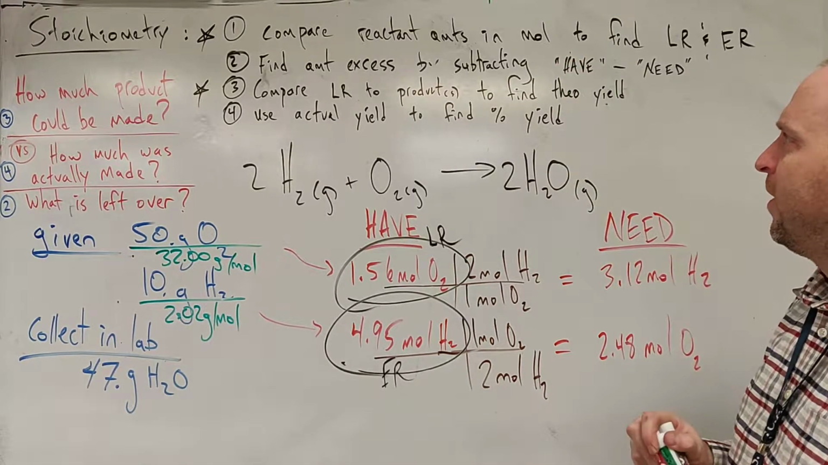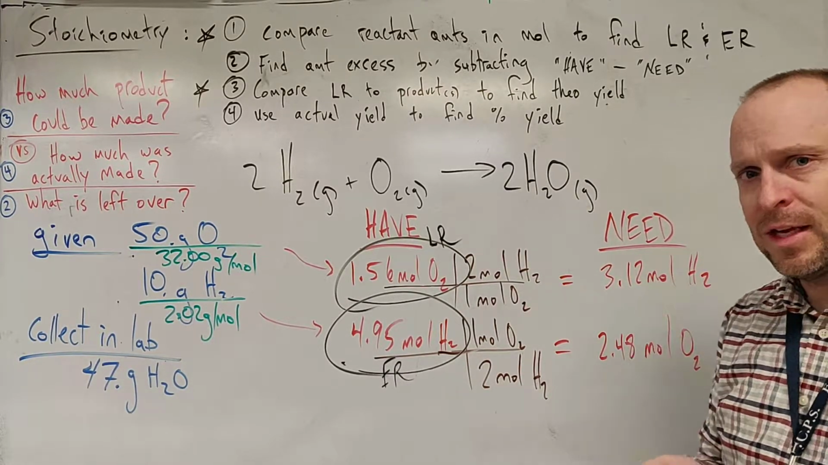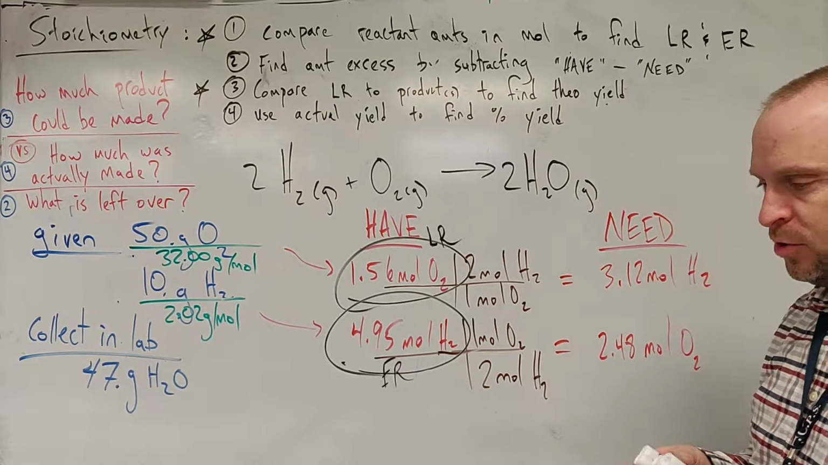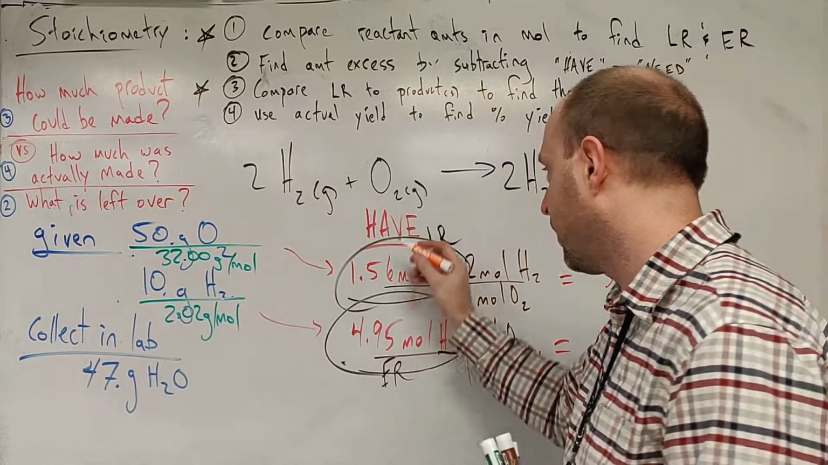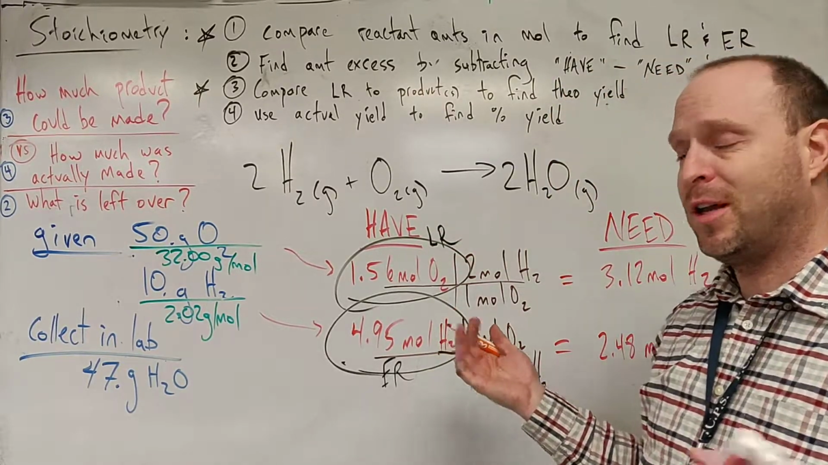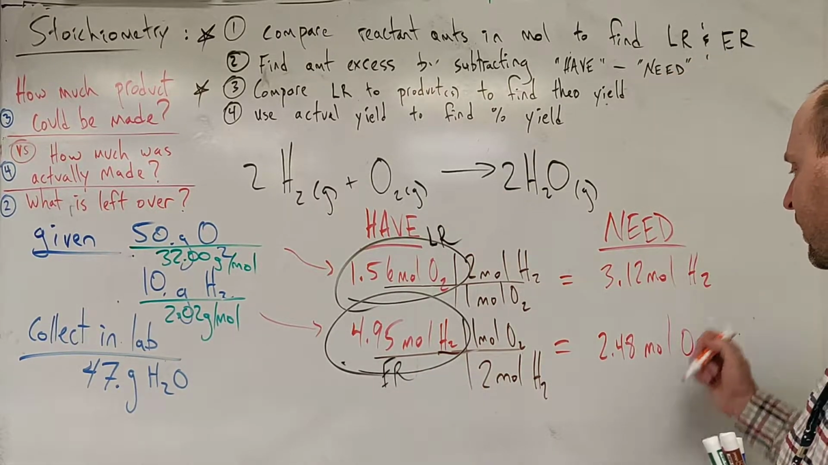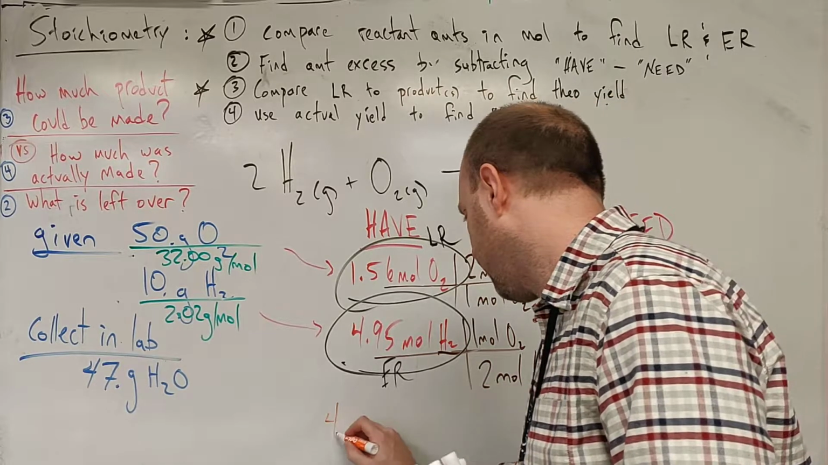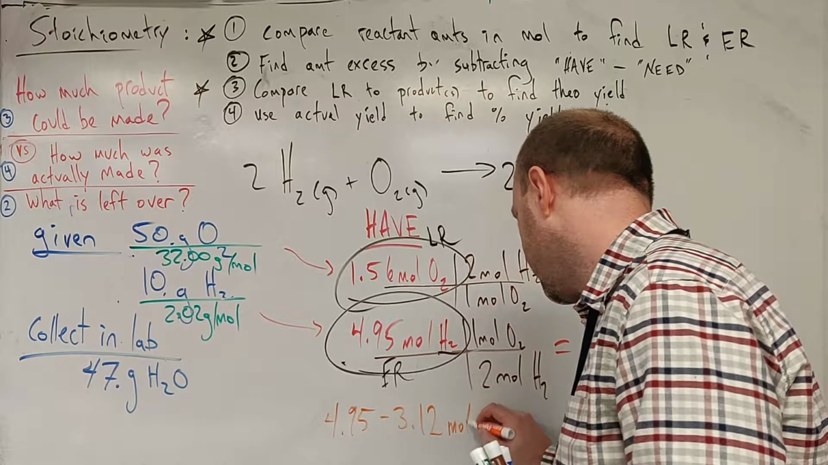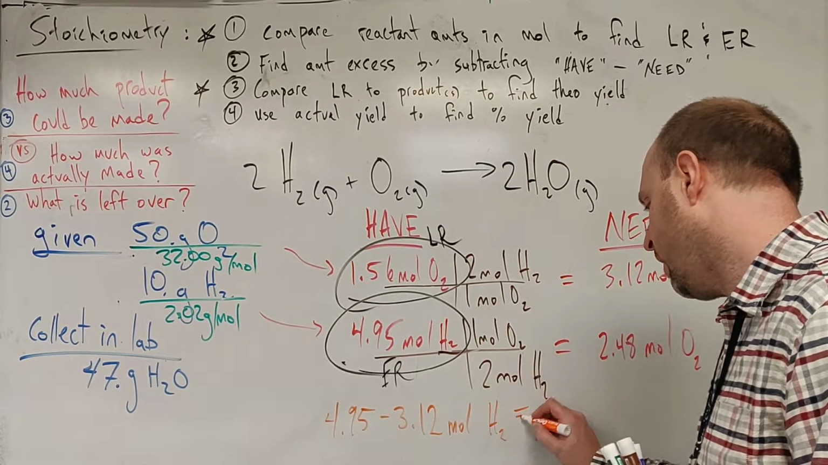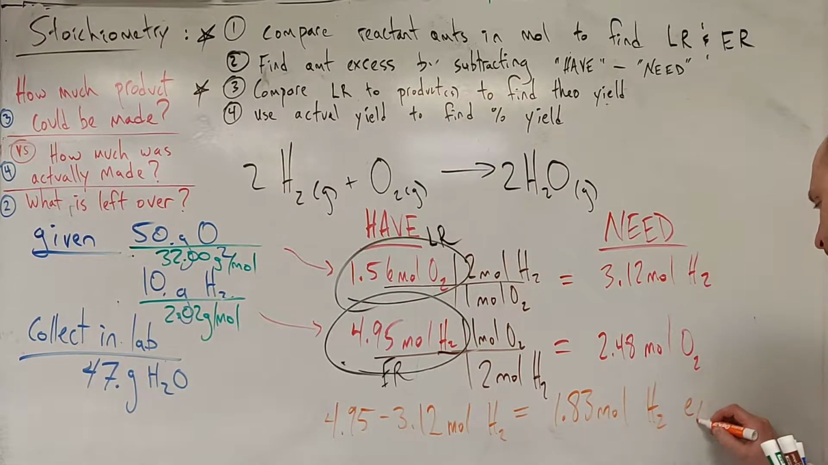As you look at it, we're going to find the amount excess by subtracting our haves and our needs, and I'll turn that into grams as well. And that's kind of an interesting number that we can use later to check if we've done things correctly. So to get our amount excess, I'm going to take what I have of the excess. There's no getting lost here. What do I have of the excess? 4.95. What do I need of that thing that is excess? 3.12. So we take the 4.95 minus the 3.12, and that's moles of hydrogen. And we end up with 1.83 moles of hydrogen excess.